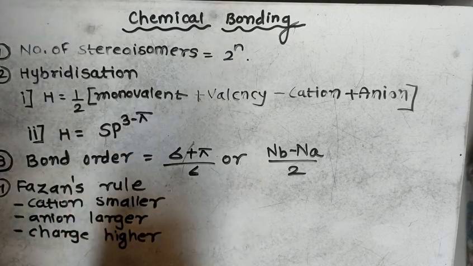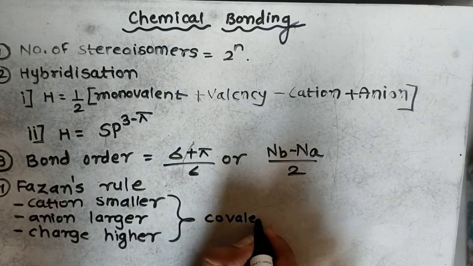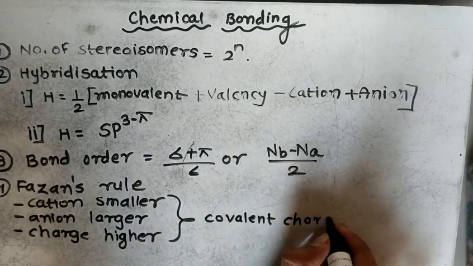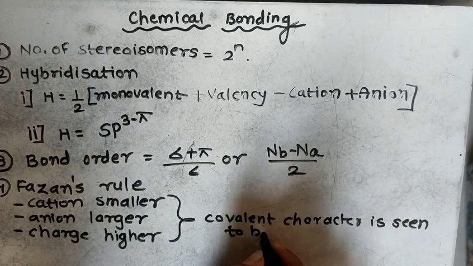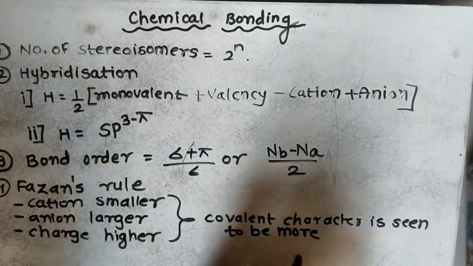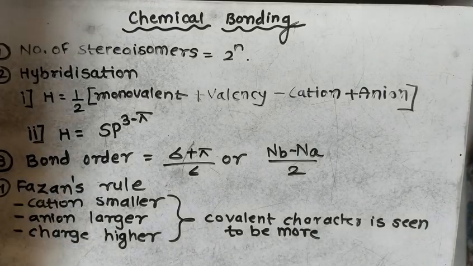Wherever we see these three categories, there the covalent character is seen to be more. And wherever these characteristics are not followed, the ionic character is followed in that particular case.